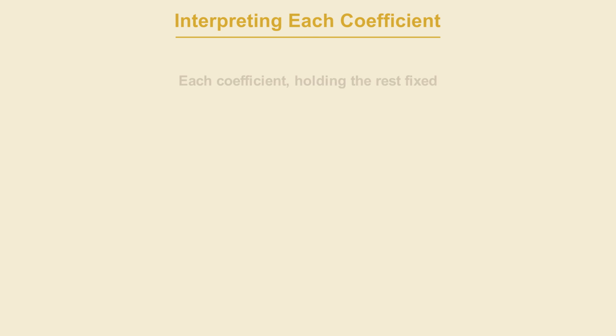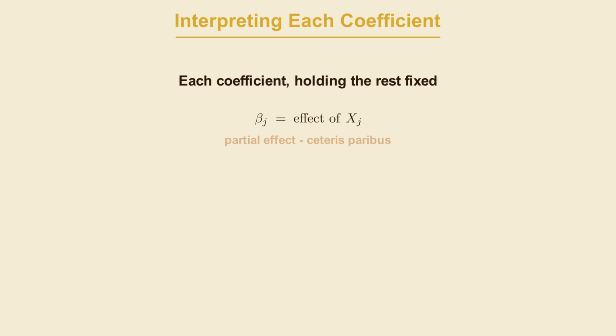This is the key idea for interpreting any coefficient in multiple regression. Each coefficient is the effect of its own variable holding all the other variables fixed. People call this the partial effect or the ceteris paribus interpretation, which is just Latin for all else equal. The $120 is what one more square foot adds, holding all the bedrooms fixed. The $15,000 is what one more bedroom adds, holding all the square footage fixed.